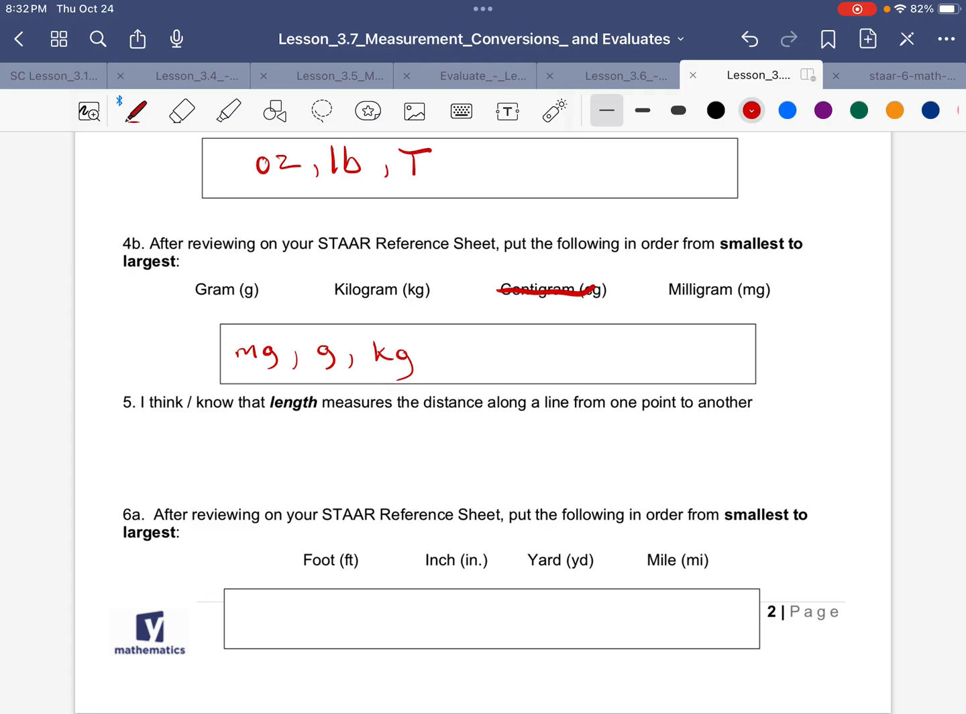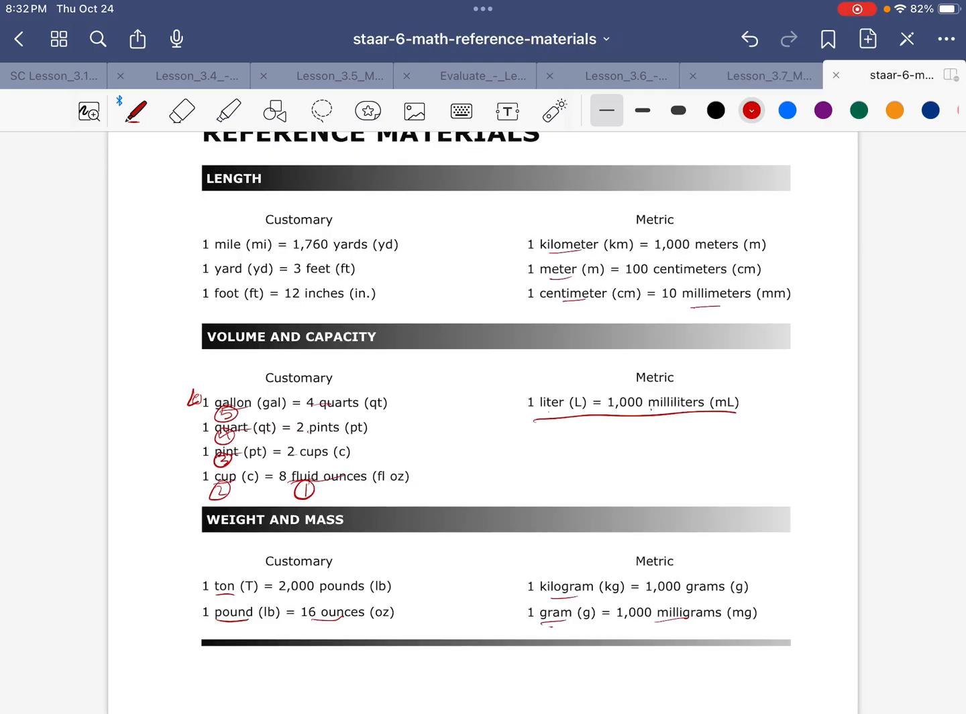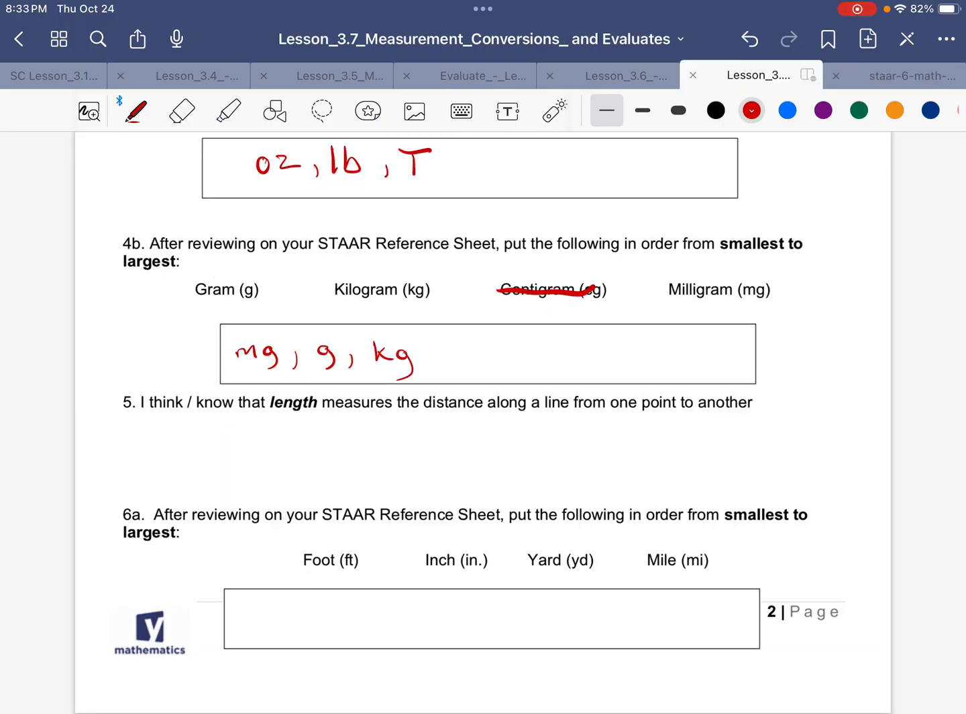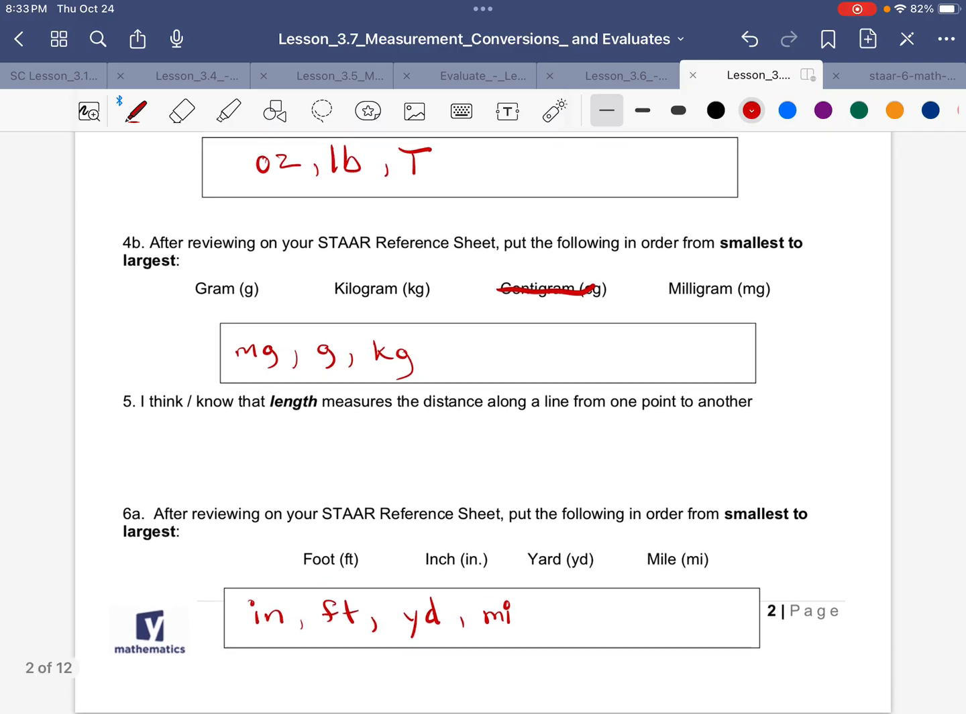Now we look at that STAAR sheet again. We're looking at the feet, inches, that whole guy. So we're talking about length. You've got inches. There's 12 inches in 1 foot. Then there are 3 feet in 1 yard. And then yards in miles. So it goes inches, feet, yards, miles. That's the order from smallest to biggest.